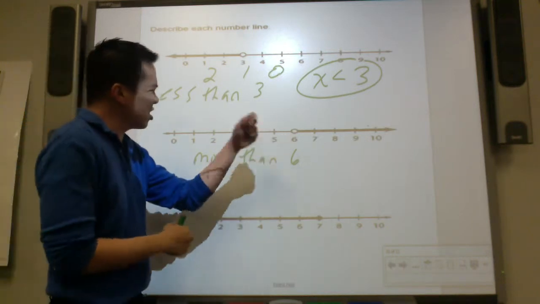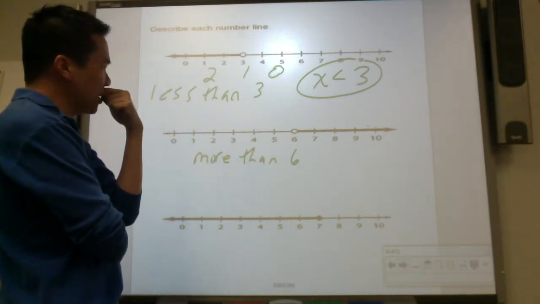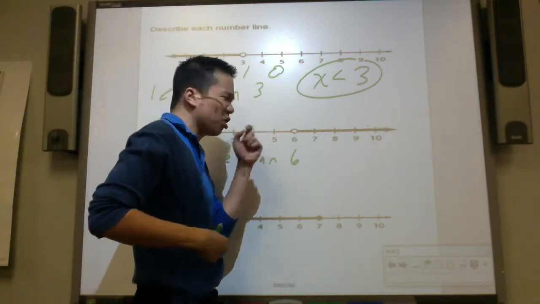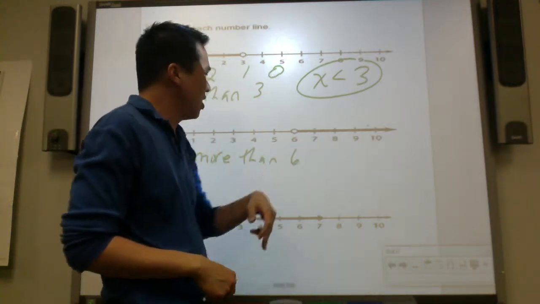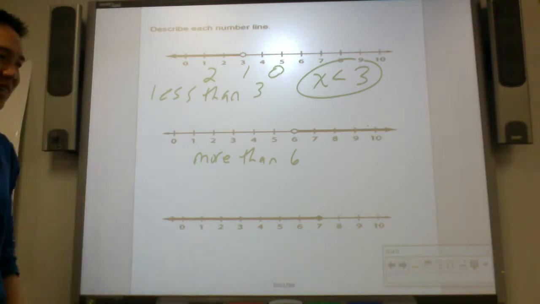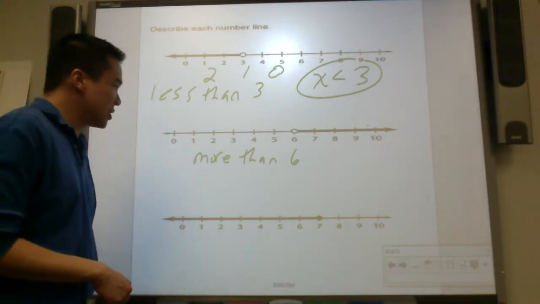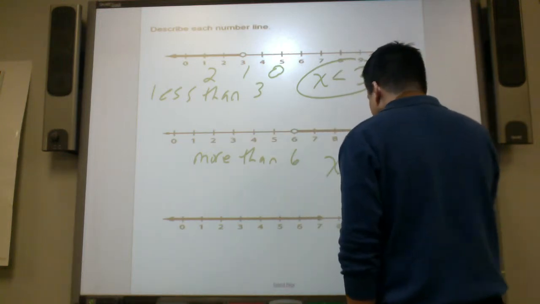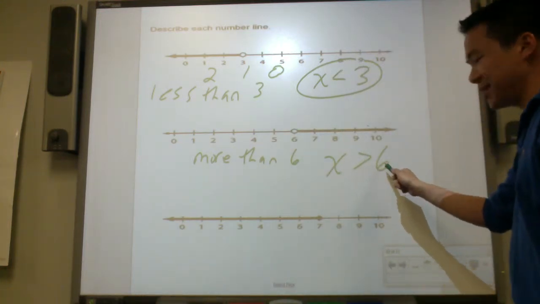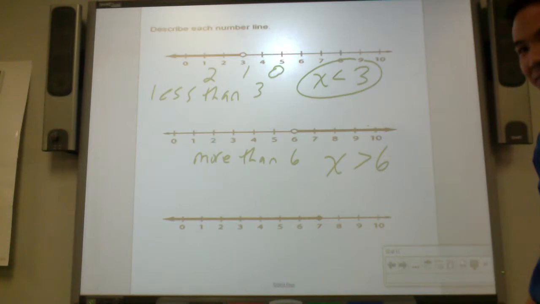Is this 6 colored or not? I don't think it's colored. It's not shaded. So it seems like it doesn't include it. So it seems like the numbers are 7, 8, 9, 10. So that means all these numbers are more than 6. More than 6. So how could you set this up? X is more than 6.